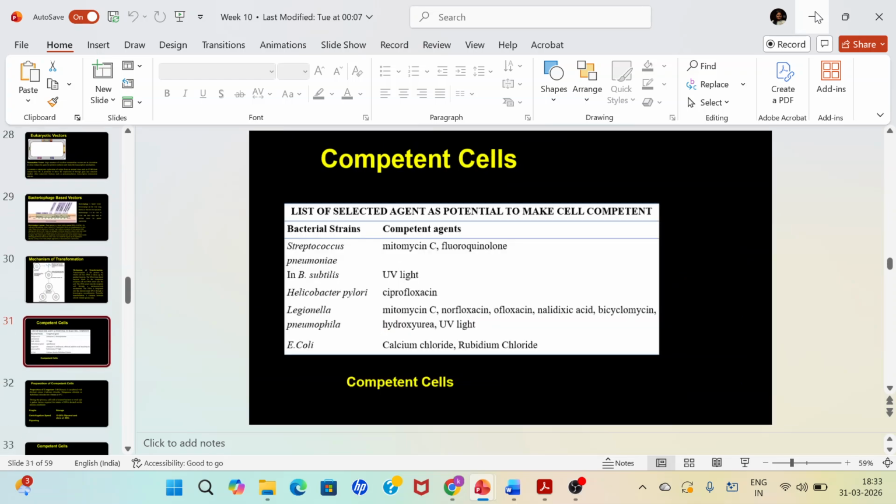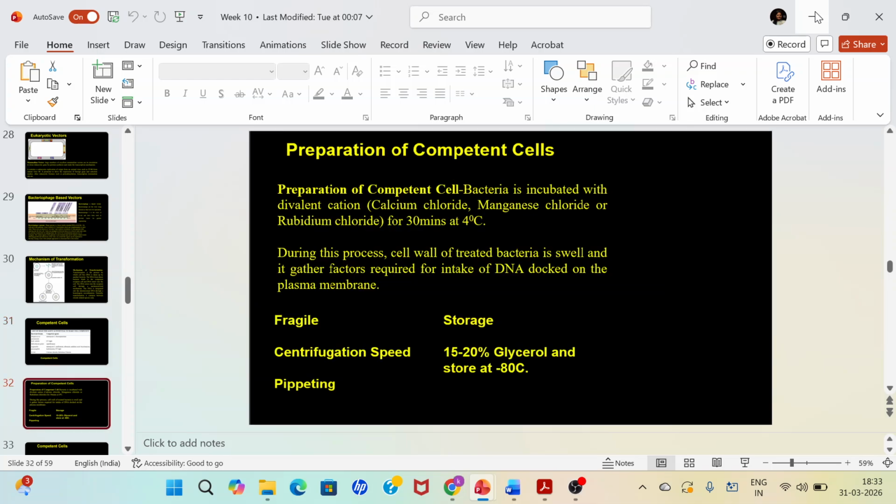Okay. So the list of selected agents has potential to make competent cells. These are the different cells, and these are the different agents which help those cells to be competent enough to take up the DNA, the desired DNA.